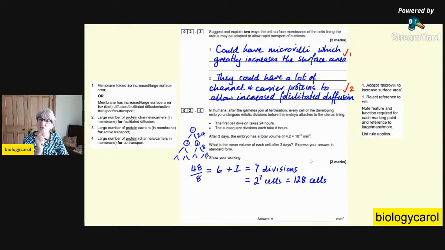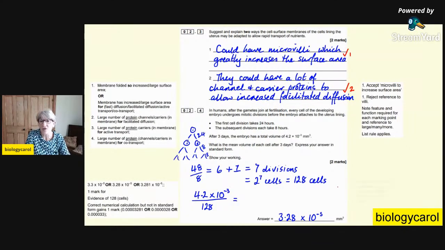But notice that each division doubles the number of cells. So the 2 is indicating the doubling, and it happens 7 times. It's 2 times 2 times 2 times 2 times 2 times 2 times 2, 7 times, which equals 128 cells. So the embryo has 128 cells in it. And therefore, I'm dividing this number by 128, which gives me this number here. And that was the correct answer. So I get both the marks.